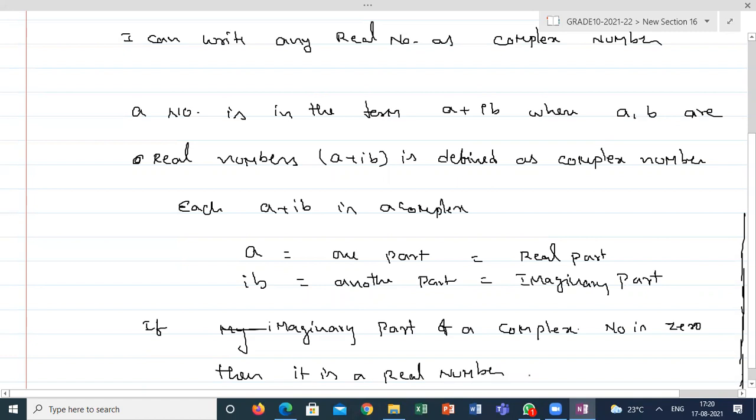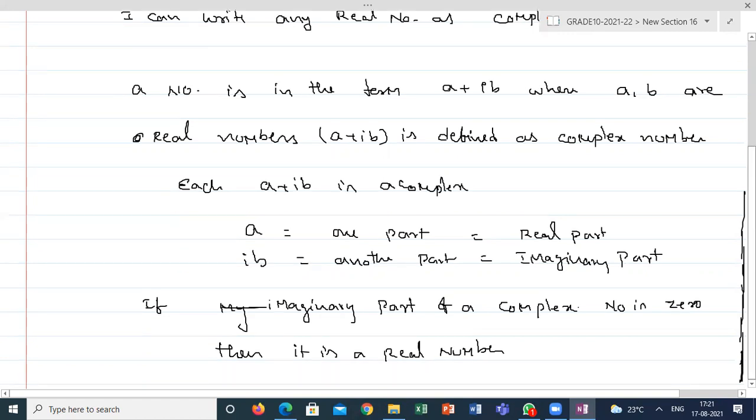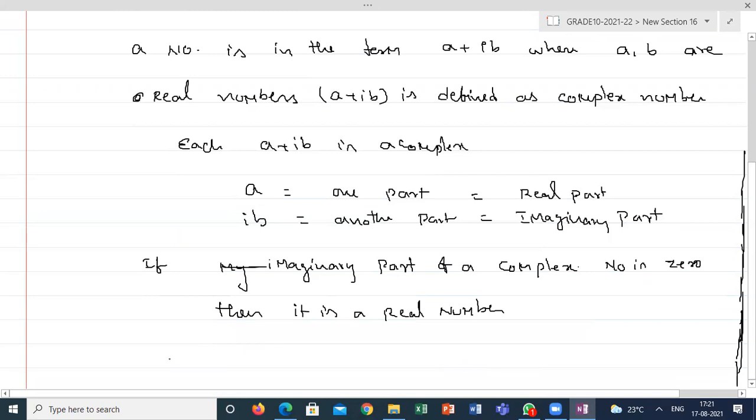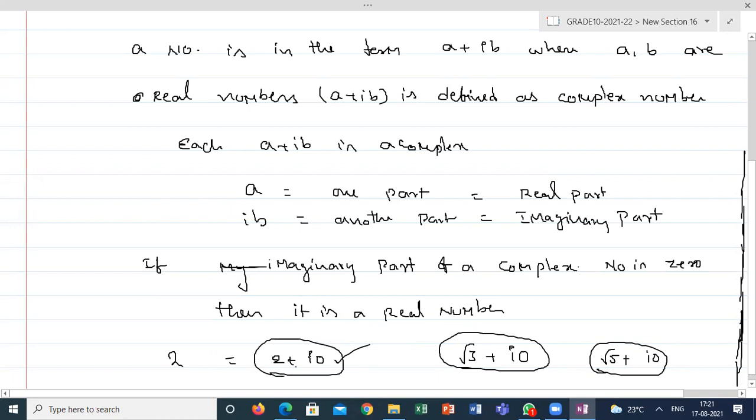From here, any real number can be written as a complex number. Suppose I am having 2, it can be written as 2 plus i0. If I am having root 3, root 3 plus i0. If I am having root 5, root 5 plus i0. So any real number can be written as a complex number. Each and every real number, that means all real numbers can be called complex numbers, but all complex numbers can't be called real numbers. If the imaginary part exists, then it cannot come under real.